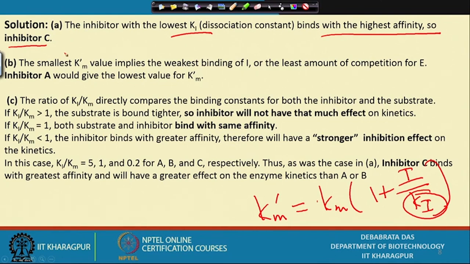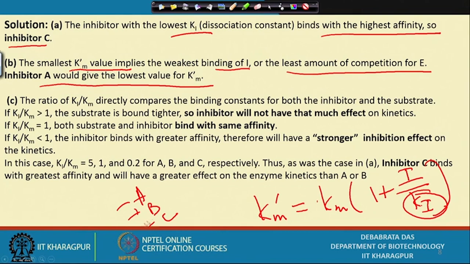And if you look at the second question, the smallest value of Km dash implies the weakest binding of inhibitor, the least amount of EI. The inhibitor A would give the lowest value of Km dash. Obviously, if Ki is high, then this value will be lowest. Among the three inhibitors A, B, C given in this problem, A has the highest value of Ki. So, if the Ki value is higher, then the Km dash value will be low. I can always say that the smallest value of Km dash implies the weakest binding of inhibitor, or the least amount of competition between enzyme and inhibitor, and inhibitor A gives the lowest value of Km dash.